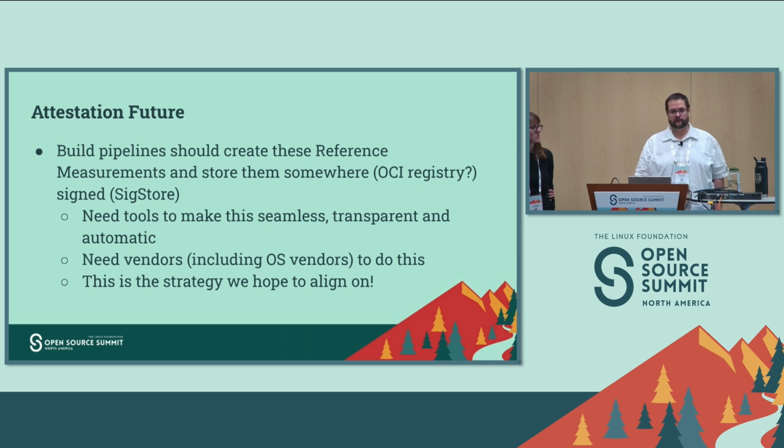As we talked about, we're trying to do that with Flight Control because we have a new greenfield project and we have control over the lifecycle management. But we need to expand this into other parts of the system. We need to be able to have these reference measurements published ahead of time to make it way easier to compile these manifests. We need vendors, including OS vendors, like we both work for Red Hat, and we would love for Red Hat to be able to publish the reference measurements of every piece of software we publish. That's a big ask, and we're working towards that. But this is the strategy we hope to align on.